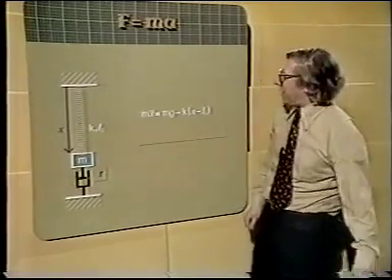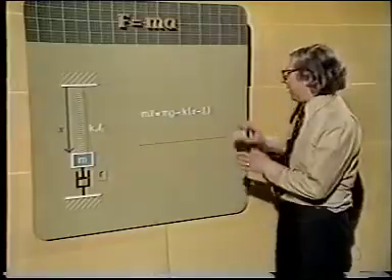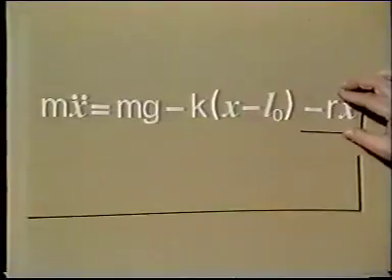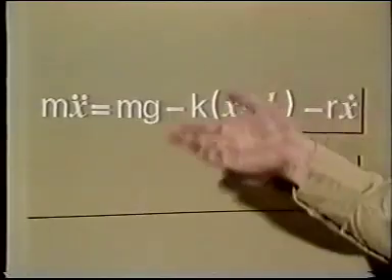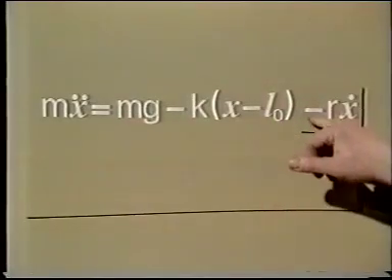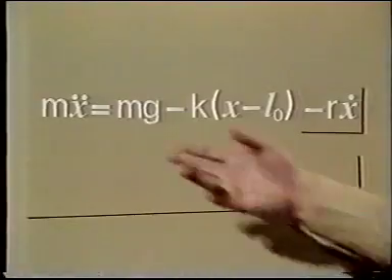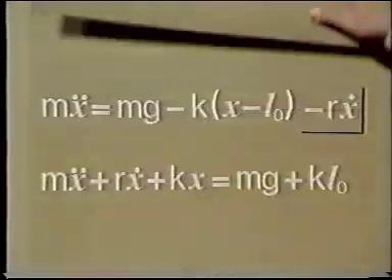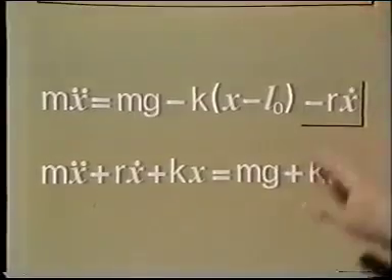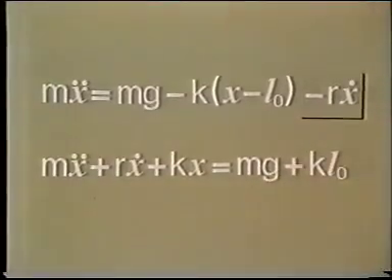So that means that I've got another force to consider. It's just R times the velocity x dot. And again, in my configuration, this comes in with a minus sign. So that's my differential equation. It's not too complicated. I can simplify somewhat by bringing these terms to the left-hand side.